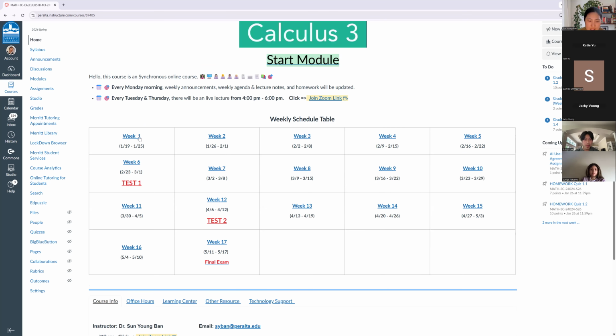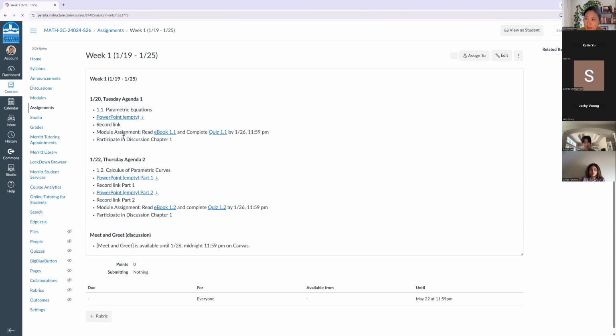This is our 17 weeks schedule. Can you guys see this chart? So this is synchronous. You have an online portion to submit your assignment. So here's all the agenda for every week. So this Tuesday, today, I'm going to briefly talk about the syllabus pretty soon. And then we're going to talk about 1.1 parametric equations.